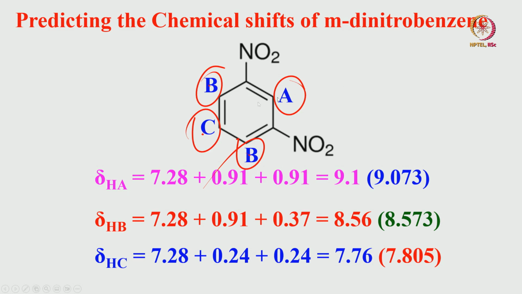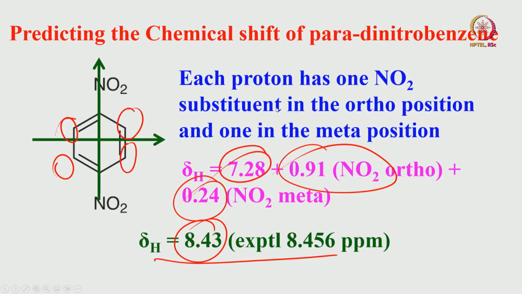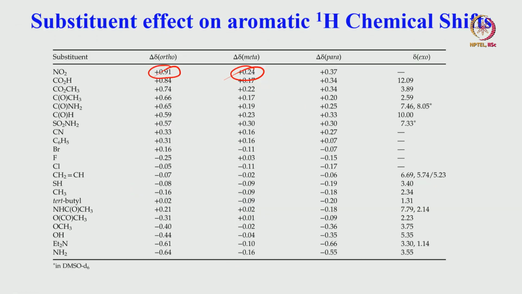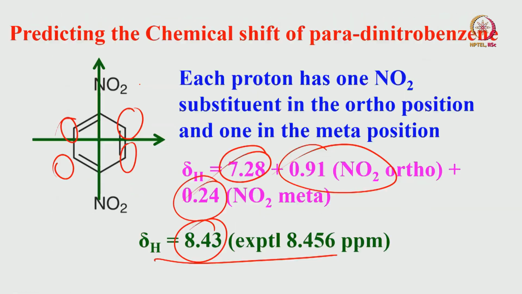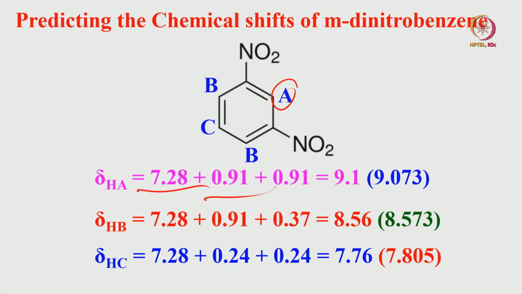I will start with proton A. For proton A, take the base value 7.28, and we have NO2 substituents in the ortho position, there are 2. What did we say in the table? Going back to the table, the ortho position value is 0.91. So you have to add it 2 times, because there are 2 nitro groups in the ortho position. If you add it to the base value, this turns out to be 9.1 ppm, and look at what is experimentally observed, 9.073 ppm, very close to the predicted value.